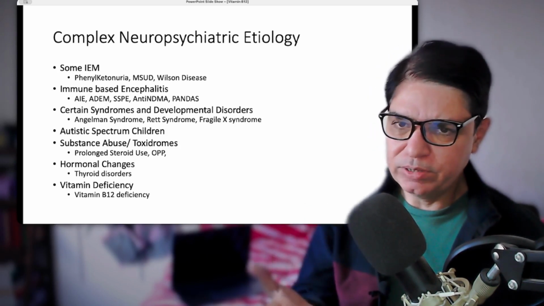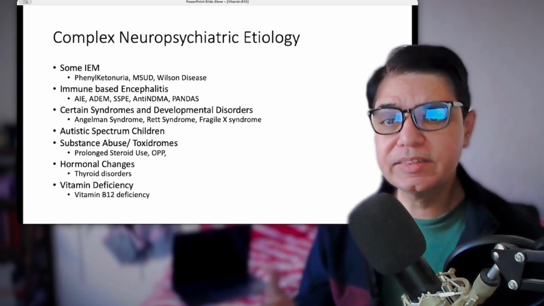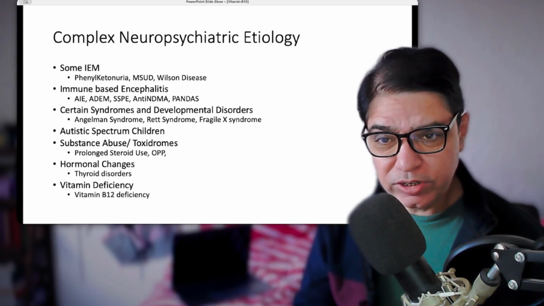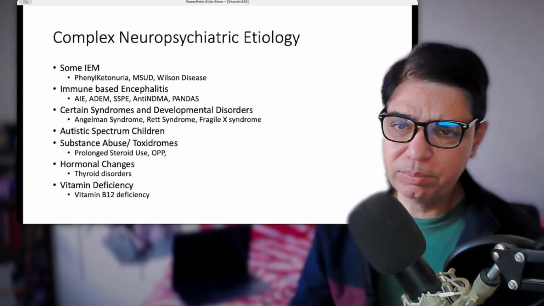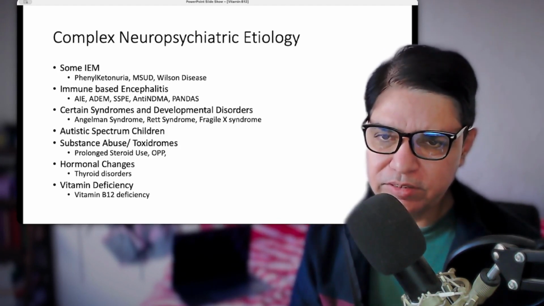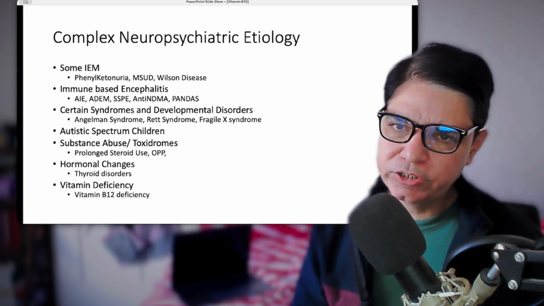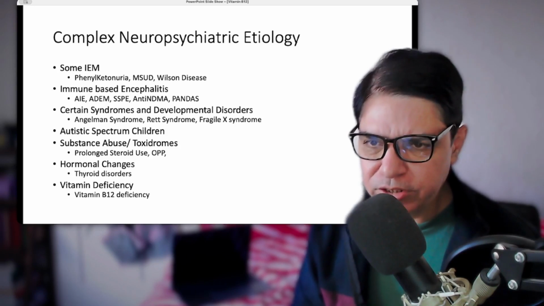Now, phenylketonuria and MSUD are part of the Guthrie test, the day 5 heel prick test that is done routinely in the UK. It screens for phenylketonuria and maple syrup urine disease. One thing which is not screened for is Wilson disease, but obviously Wilson disease does not present in early childhood. Usually it would present by the time they are teenagers.